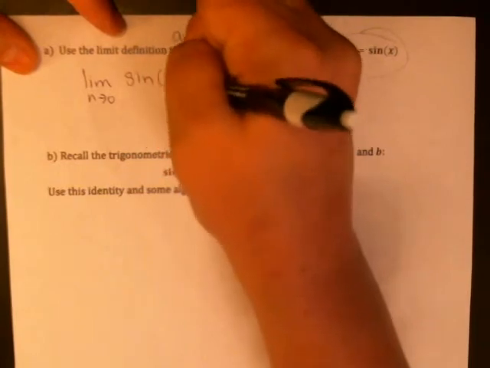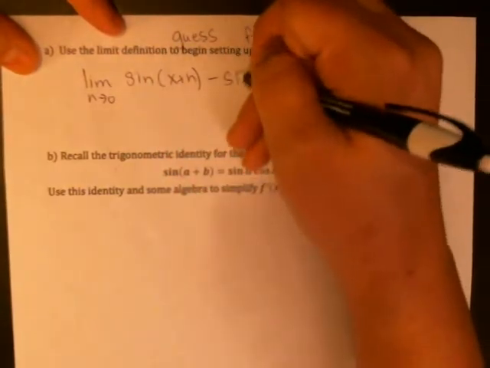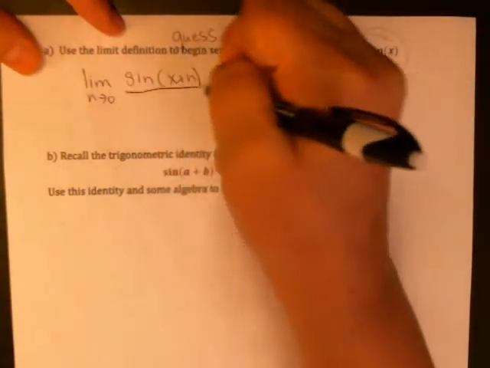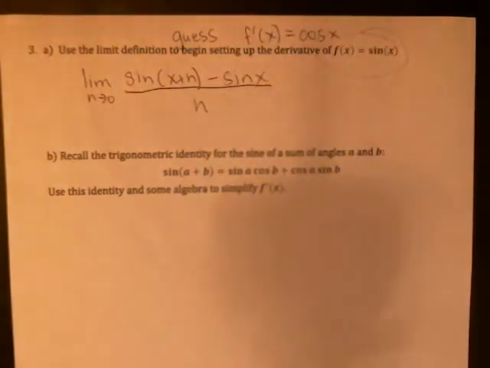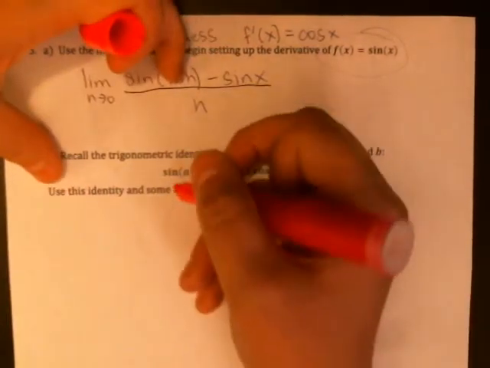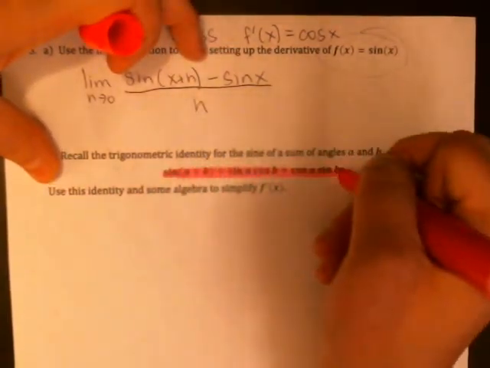So we'll have the sine of x plus h minus the sine of x, and then we divide it all by h. Okay, so now we need a trig identity, this one right here. It's the sum formula for sine. I don't care if you don't remember exactly what it is, but I hope you remember that it's there. The sine of a plus b is the same as sine a cosine b plus cosine a sine b.